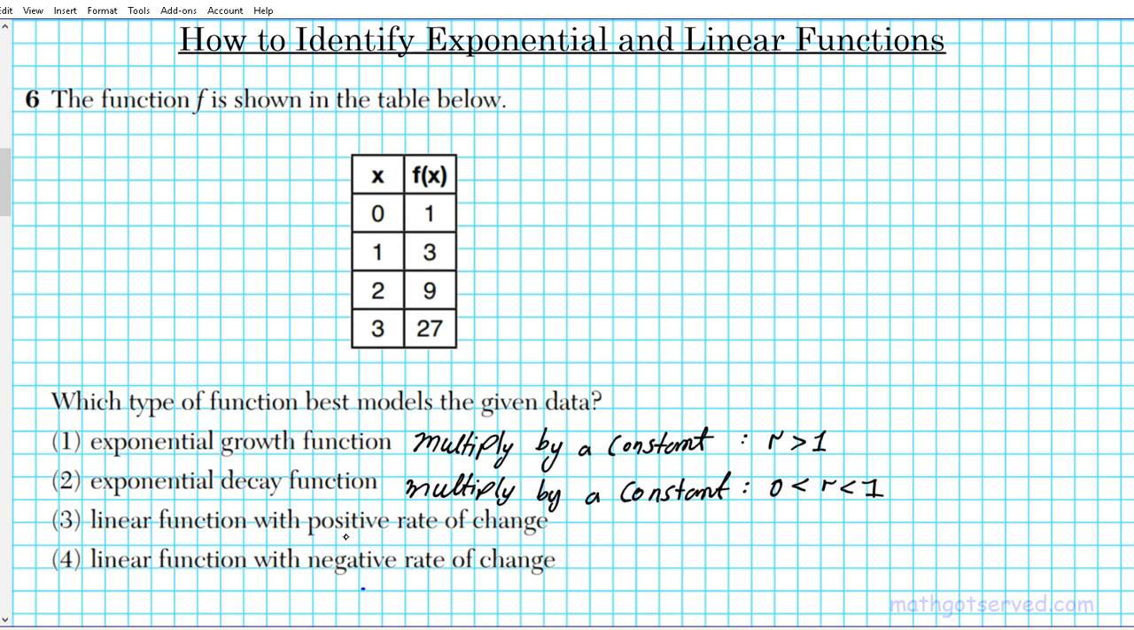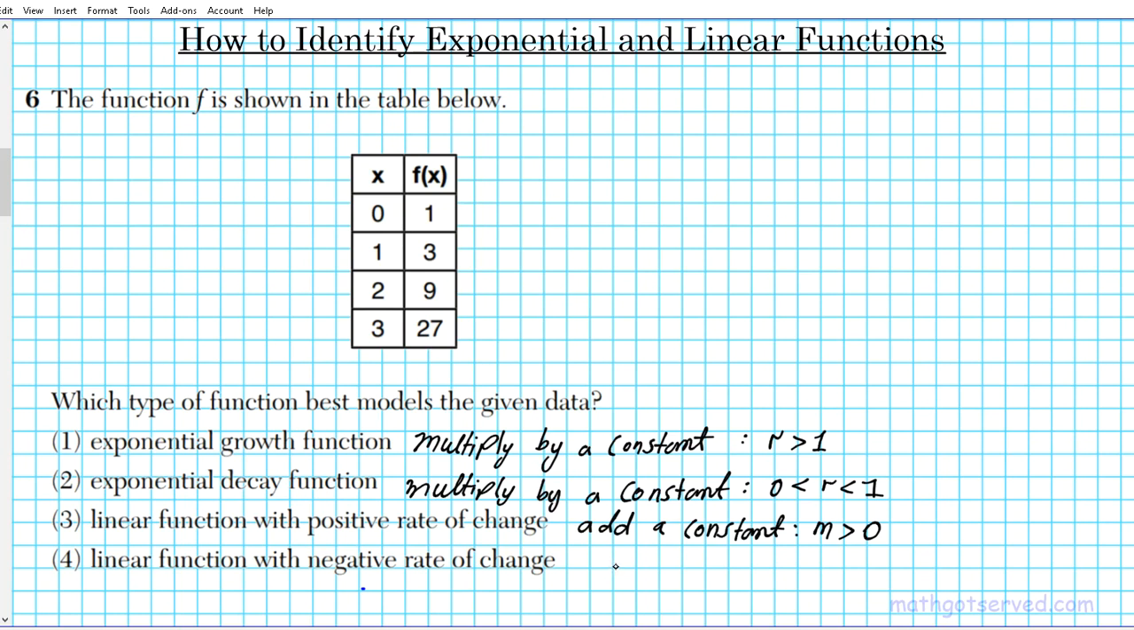How about a linear function with positive rate of change? If you have a linear function, it's an additive process. You're going to be adding a positive number for a positive rate of change. So you're going to add a constant. Let's call that constant m, and that number that you're going to be adding over and over again will be greater than 0. If you add the same positive number over and over again, you end up with a linear function with positive rate of change.